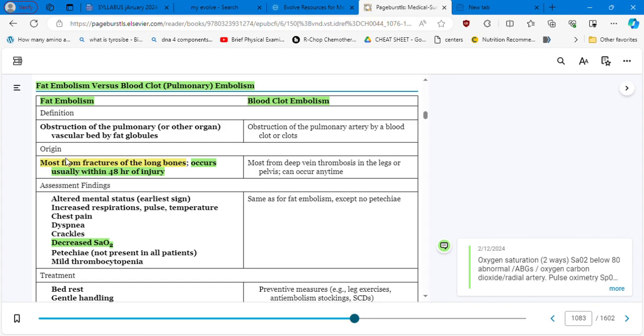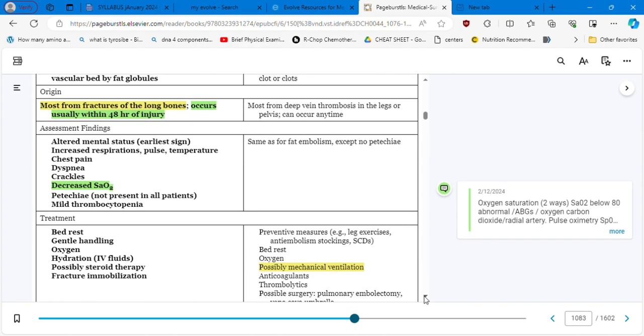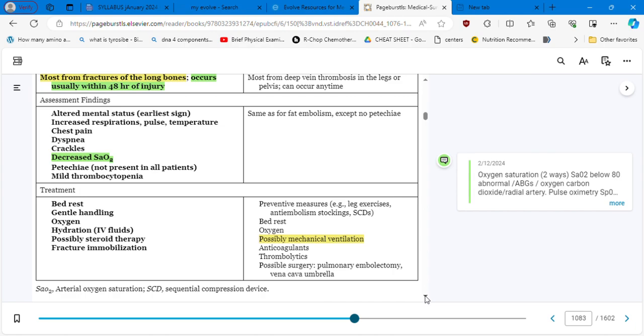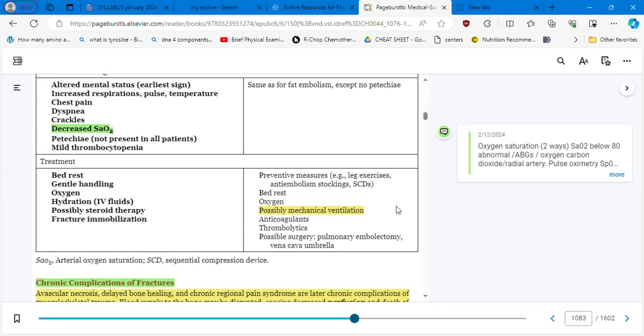The origin in fat embolism, most from fractures of the long bones, occurs usually within 48 hours of injury, and blood clot most often from deep vein thrombosis in the legs or pelvis and can occur anytime. So you can basically read this part and conceptualize better all the definitions and the pathophysiology.